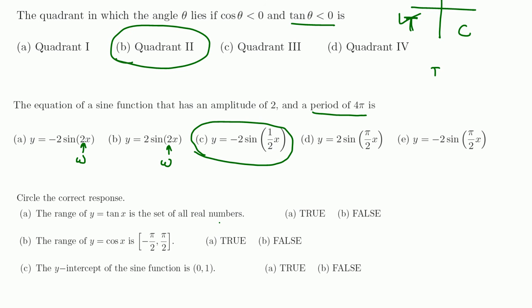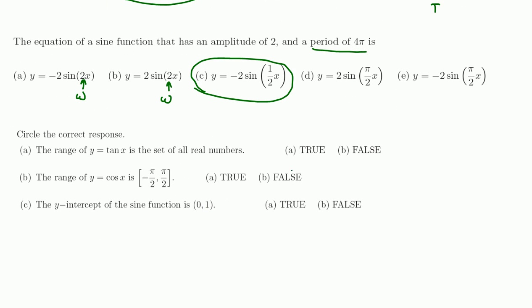Okay, this is how we find a sine function when amplitude and period are given. And the last question here is true or false. The range of y equals tangent x is the set of all real numbers. True, because if you graph tangent x, you will get vertical asymptotes, but the function goes forever up and down. So this is a true statement.